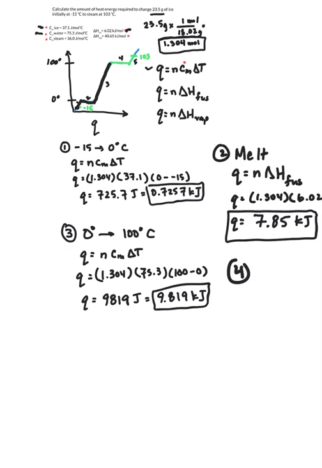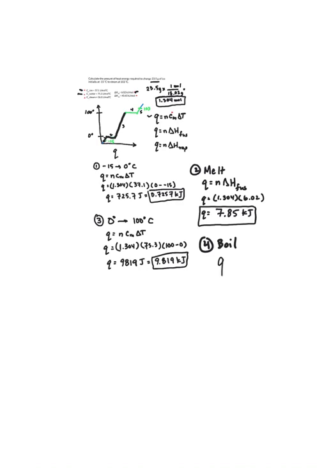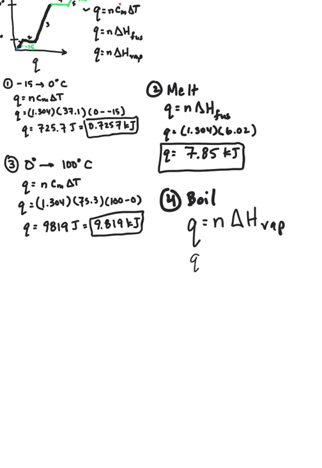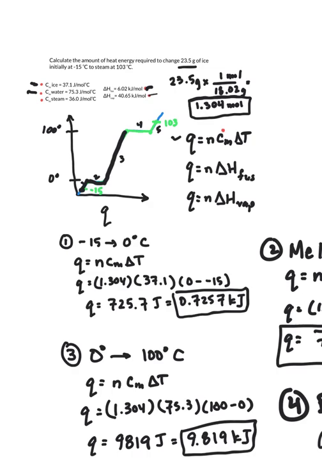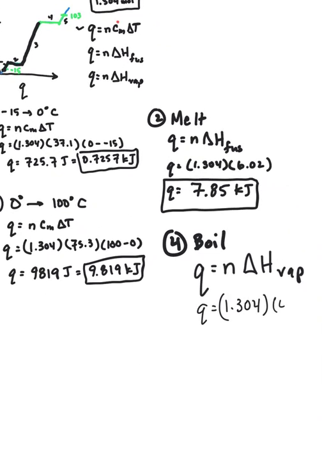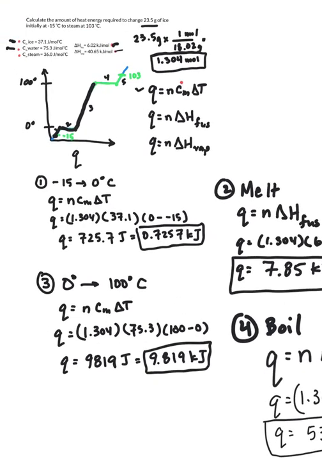In step 4, we boil. For this purpose, we're going to need to take advantage of our enthalpy of vaporization. And again, we have the same number of moles as usual. Our enthalpy of vaporization is given in our table as 40.65 kilojoules per mole, meaning that the heat associated with this segment is 53.0 kilojoules. All right, easy peasy once again.